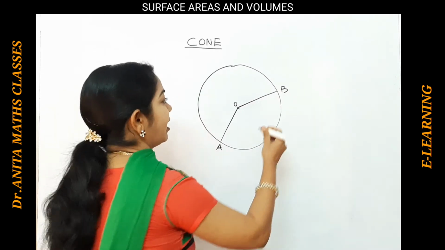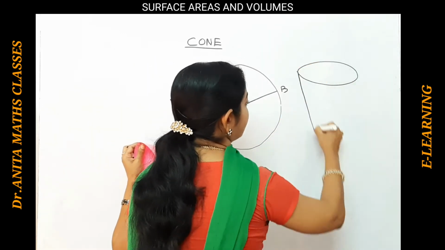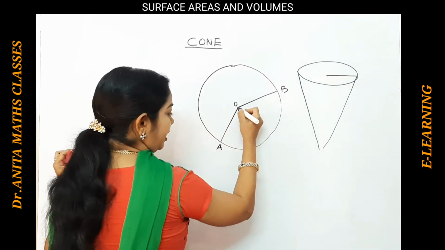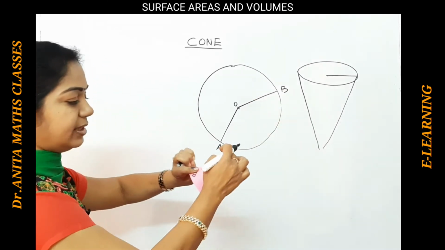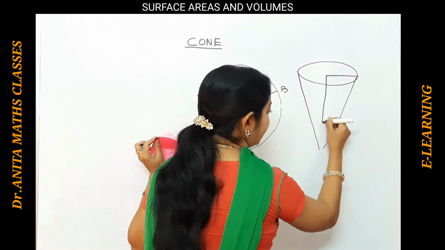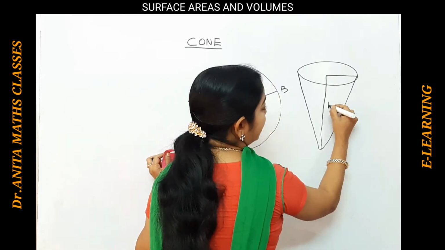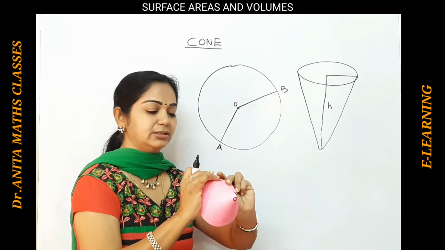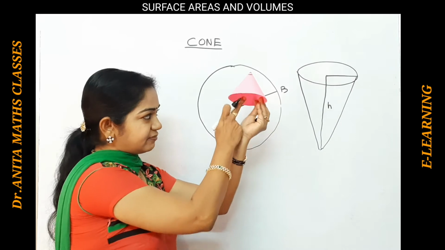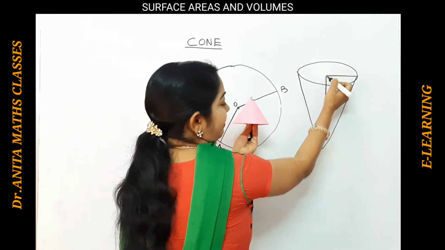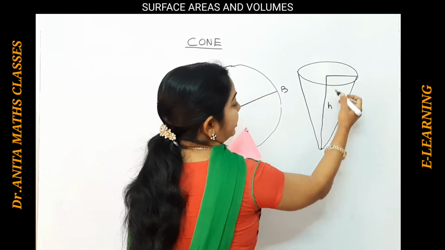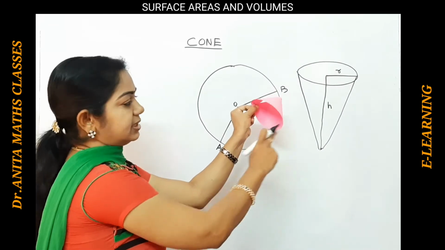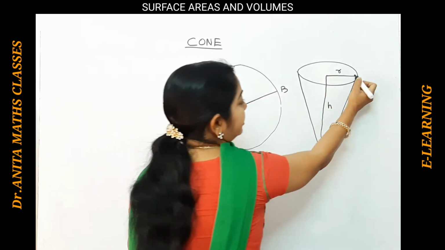So this is a three-dimensional figure, whereas OB and OA, if you join them, will become some measurement which I'll tell you here. This is the height of the cone. Height is from the apex down to the center of the base. This is called the height. This is the radius. We know that the base is a circle, isn't it? From the center to the end, this is the radius.